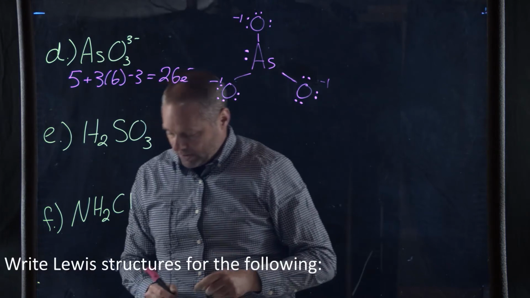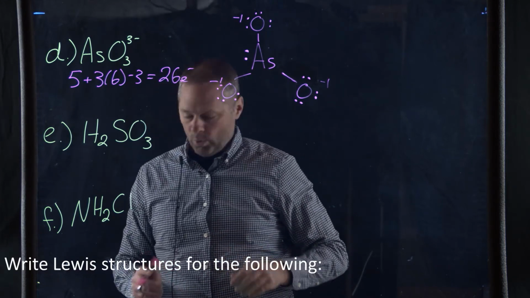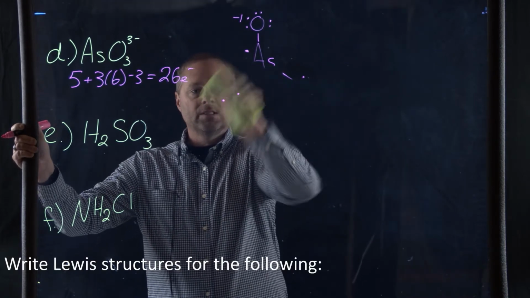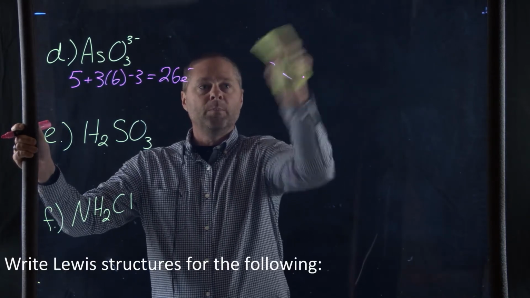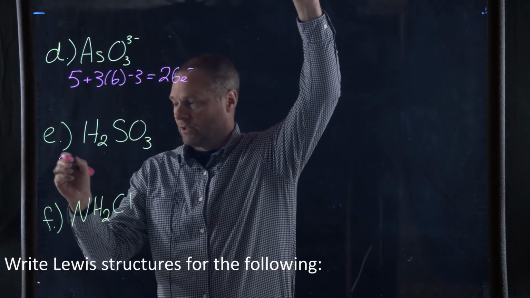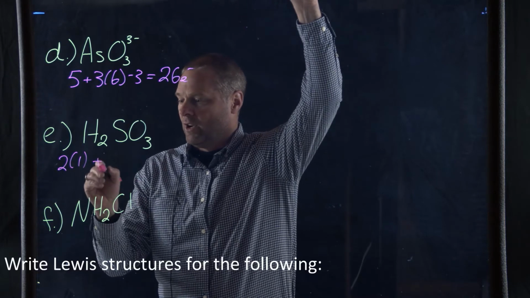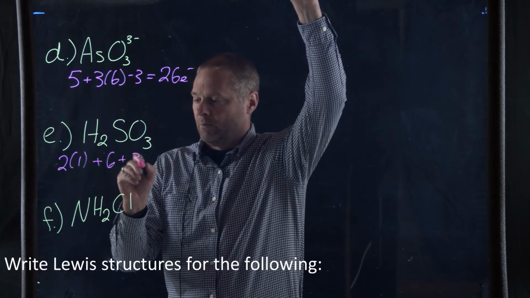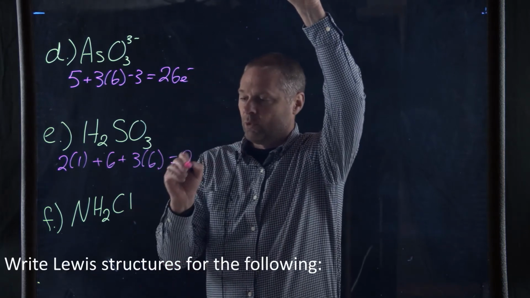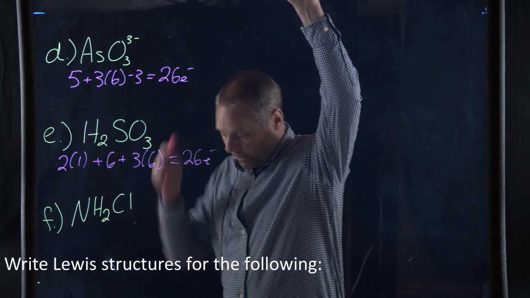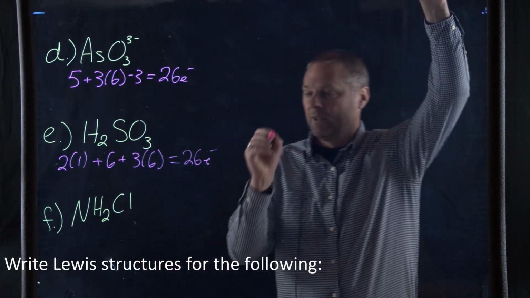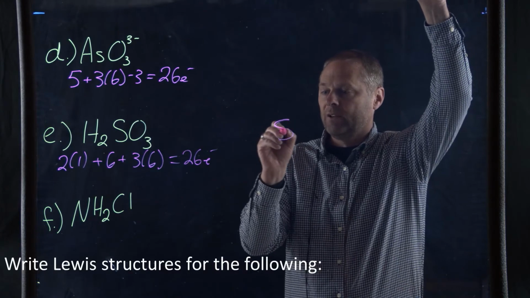This is now sulfurous acid. We want to count the number of valence electrons that is going to be incorporated into the sulfurous acid. So this is 2 times 1 for the hydrogen, plus 6 for the sulfur, plus 3 times 6 for the oxygen. This gives us 26 valence electrons as well. And the sulfur is going to be the central atom.